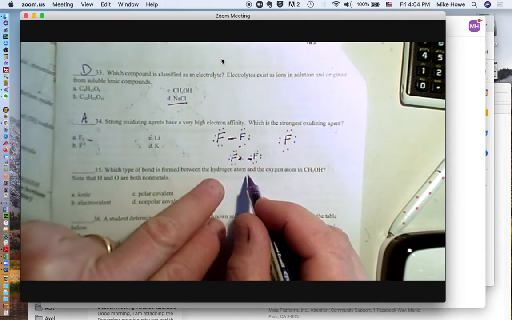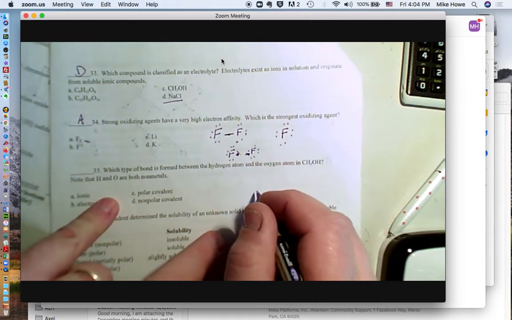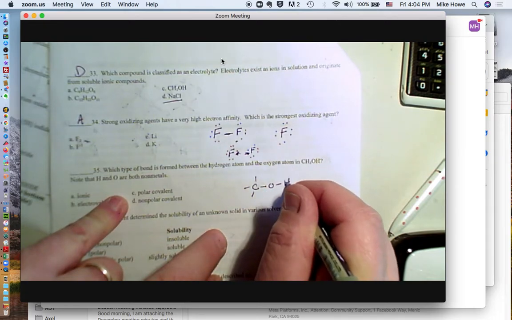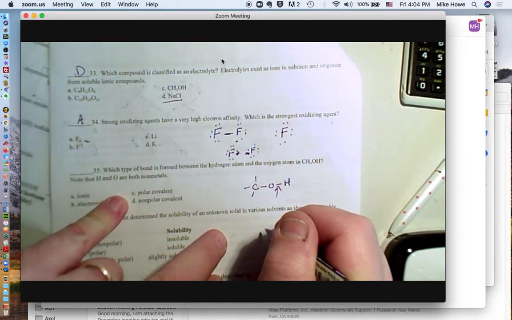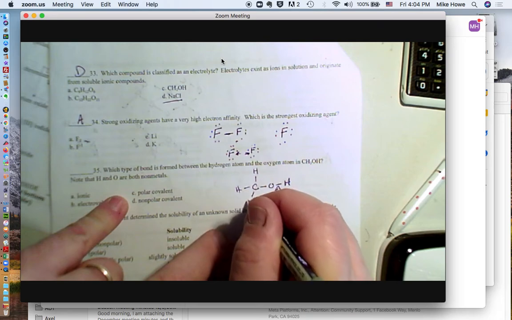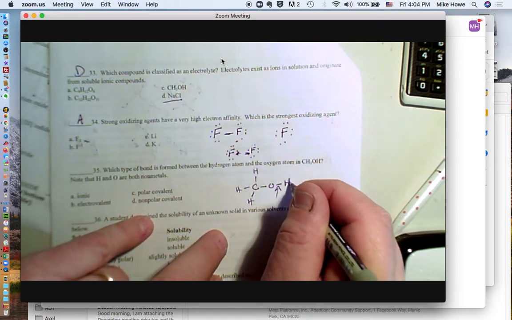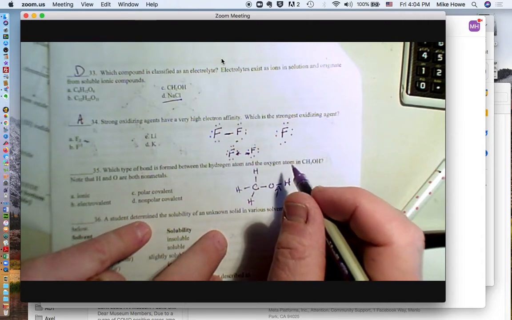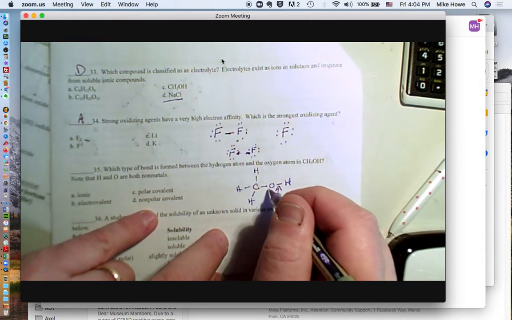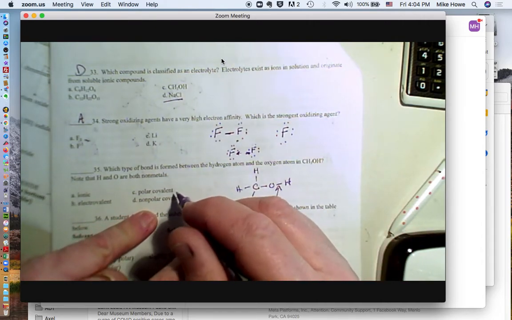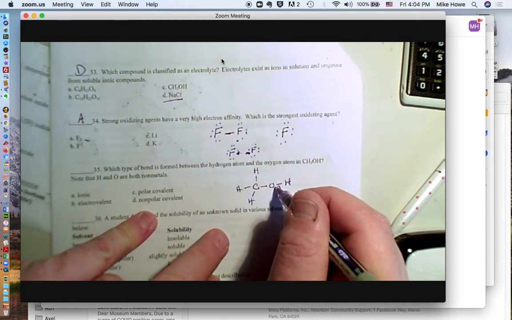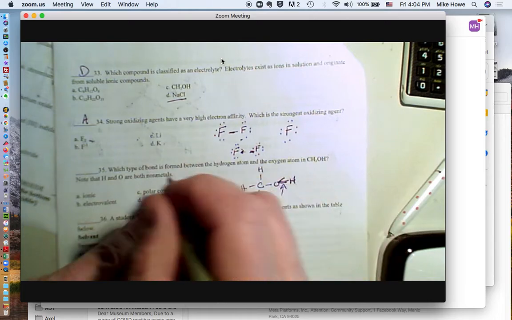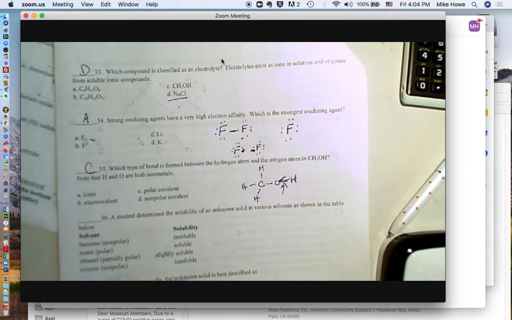Okay, between the hydrogen atom and the oxygen atom in CH3OH, that looks like this. So we're talking about this bond right here. So that's O and H. They're both nonmetals, so they make covalent bonds. So it would be a covalent bond, and the question is, will it be polar or nonpolar? Well, oxygen is more electronegative than hydrogen, so that means the electrons are going to move toward the oxygen. So it's going to be a polar covalent bond.